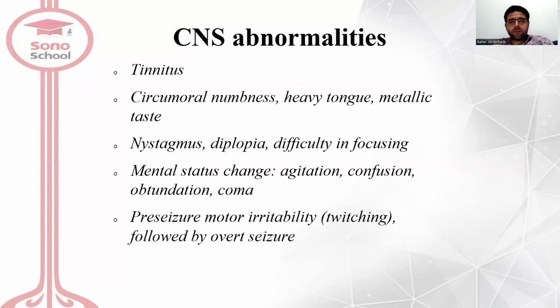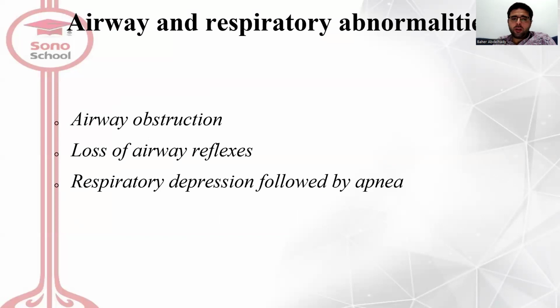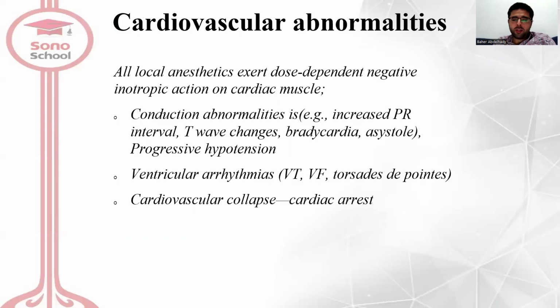This manifestation is called pre-excitation. The next manifestation will be motor irritability, then seizures. Airway obstruction, loss of airway reflexes, respiratory depression. Cardiovascular manifestation is usually preceded by CNS manifestation. Cardiovascular usually excitation first, then depression. Tachycardia, arrhythmia, then bradycardia, VF, asystole.